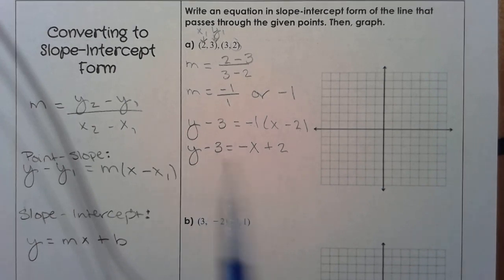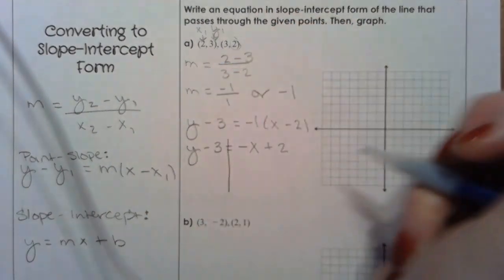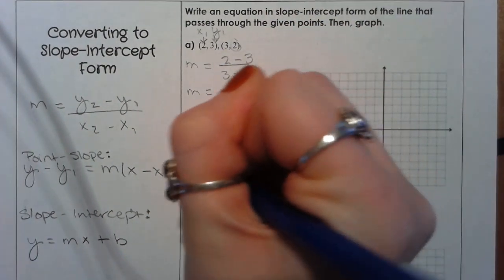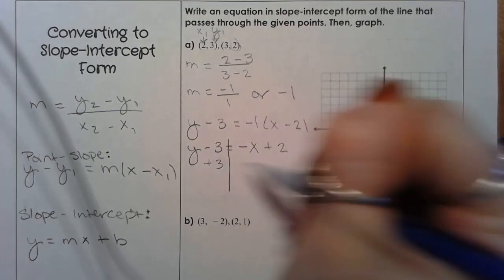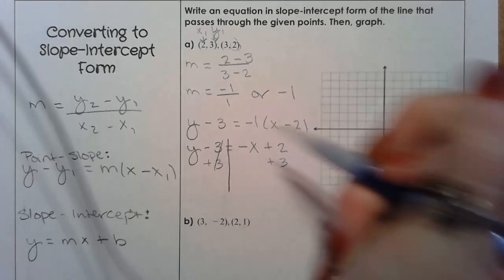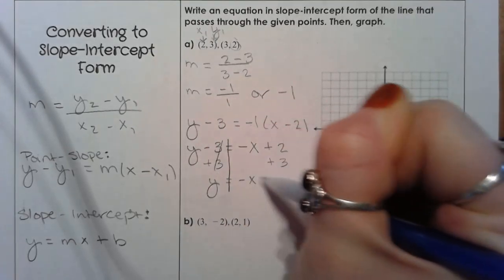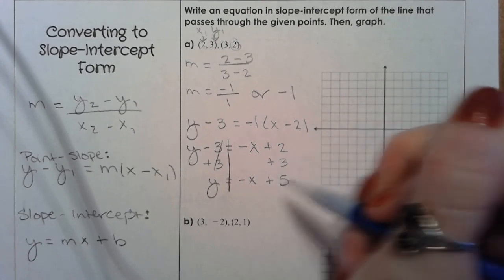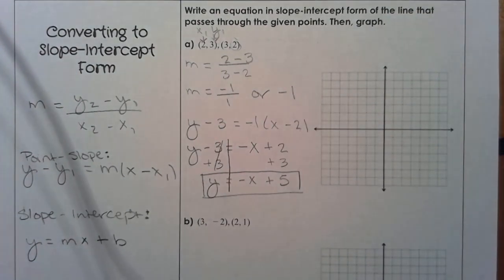So I need y all by itself. And so to get y all by itself, I'm going to draw a line here. And currently y is being subtracted by 3. So I'm going to add 3 to both sides. That's going to cancel. And I'm going to be left with y equals negative x plus 5. Okay, now that I have this, I'm going to go ahead and graph.